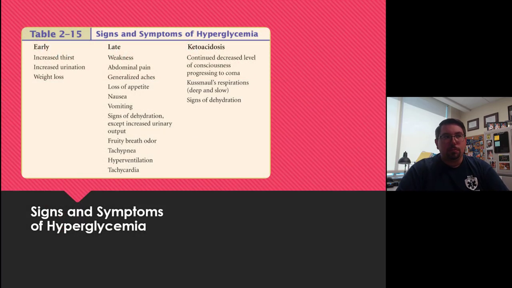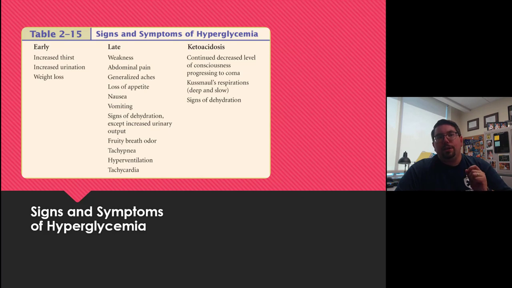Signs and symptoms: early, not much that you can really tell. Late: weakness, abdominal pain, generalized aches, loss of appetite, nausea, vomiting, signs of dehydration, except increased urinary output. So they're dehydrated, but they're still dumping lots of urine to get rid of that sugar, remember. Fruity odor to the breath, so we're working our way to the ketones, through the process of ketosis for DKA, tachypnea, hyperventilation, and tachycardia.